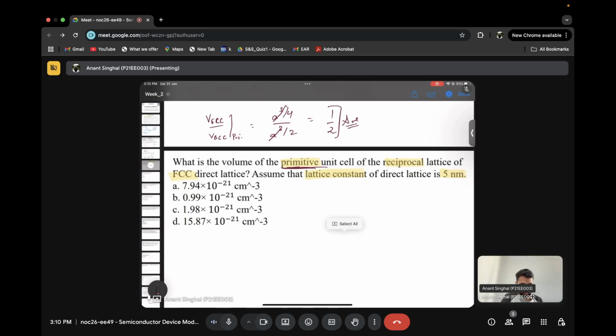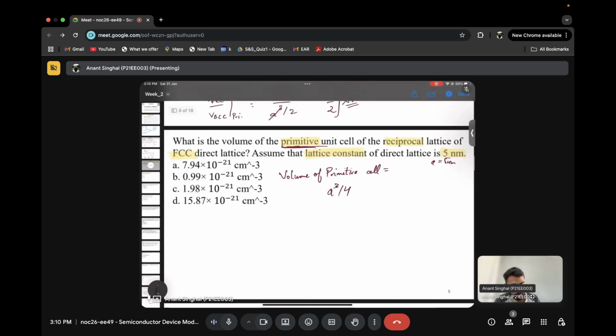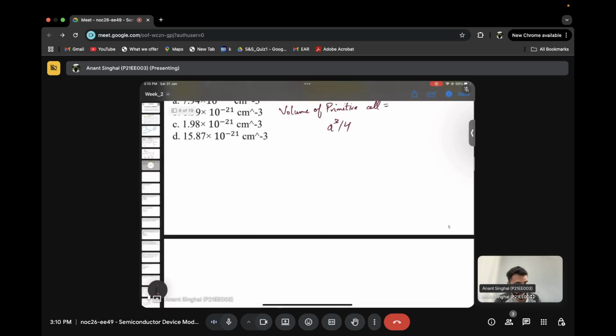So if I say we have just calculated for the direct lattice that the volume of the primitive cell for FCC, we know that A is 5 nanometer. We just calculated it is nothing but a cube by 4, right? But this was for the direct lattice. So even if you try to calculate the volume of the direct lattice, let me show you the way how we do that so that you can calculate for anything.